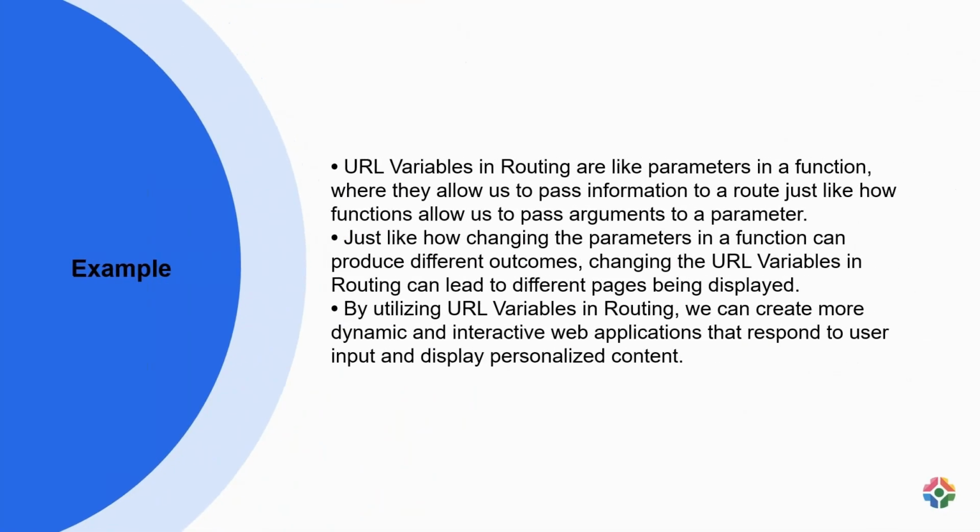URL variables in routing are like parameters in a function, where they allow us to pass information to a route, just like how functions allow us to pass arguments to a parameter. Just like how changing the parameters in a function can produce different outcomes, changing the URL variables in routing can lead to different pages being displayed. By utilizing URL variables in routing, we can create more dynamic and interactive web applications that respond to user input and display personalized content.